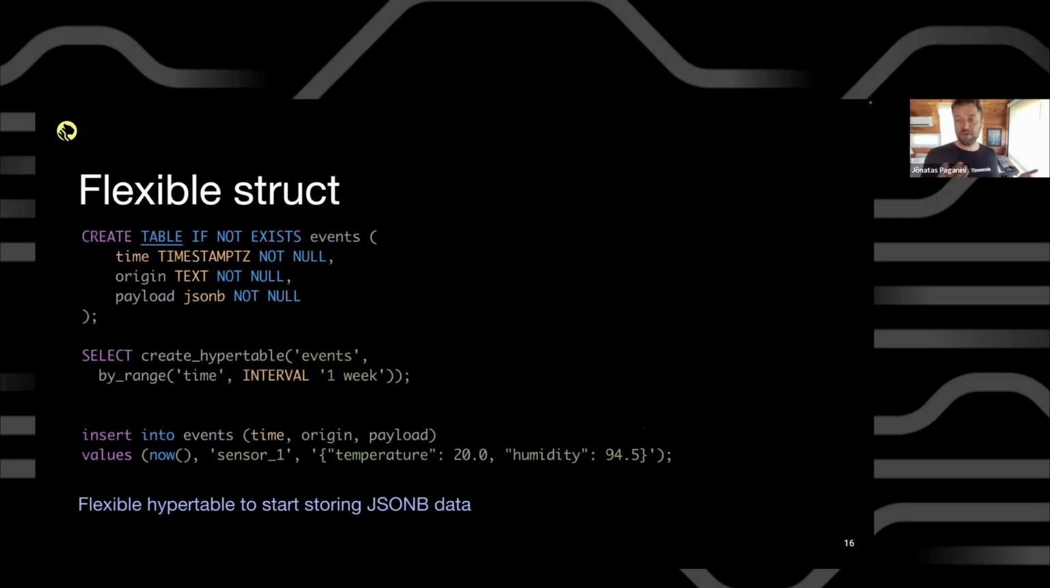So on Postgres, we also have JSON-B. And Timescale plays very well with anything that's Postgres. So it's just an extension. We are not changing the Postgres itself. So Timescale is very easy to go.